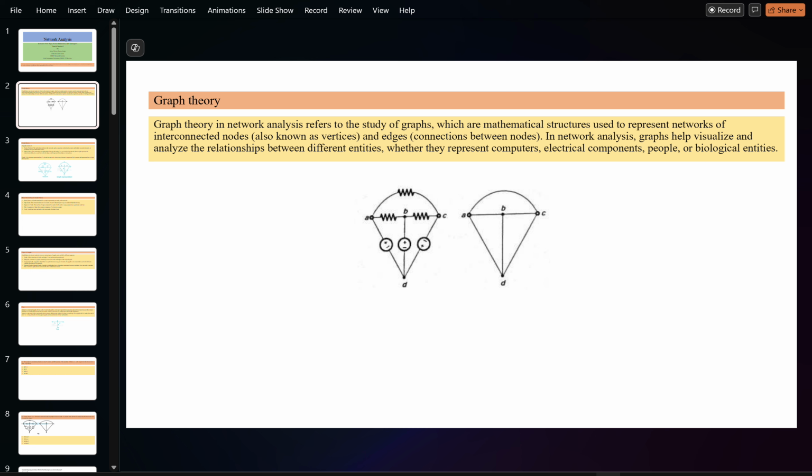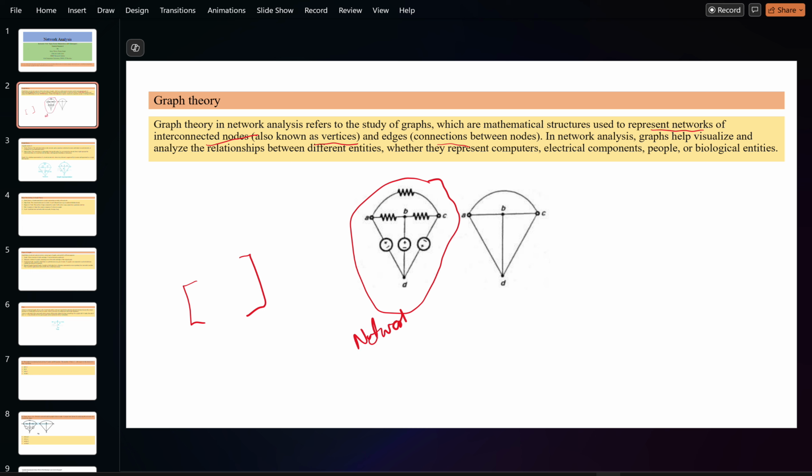Graph theory in network analysis refers to the study of graphs, which are mathematical structures, like in matrix form. Okay, it is used to represent networks of interconnected nodes, also known as vertices, and edges. Suppose you can see in the figure as well. So, this is one network which is given, and this skeleton you are seeing on the opposite side is actually the graph of that network.